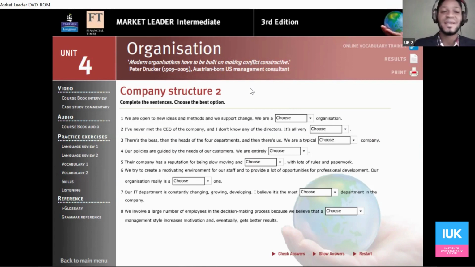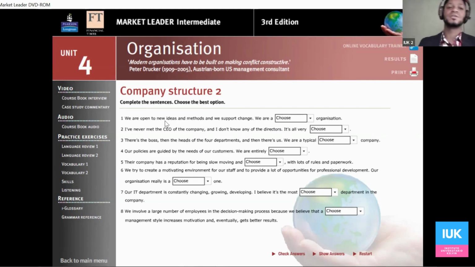Welcome to the next vocabulary exercise for this lesson. We're still talking about company structure, exercise 2 this time. Complete the sentences, choose the best options to do so. Are you ready? Number 1.